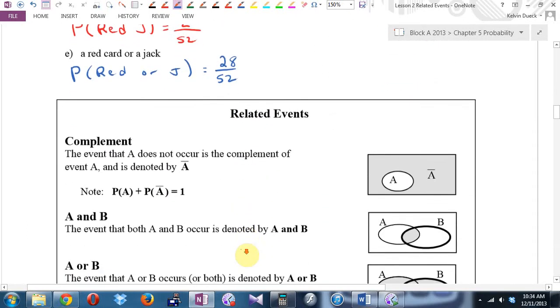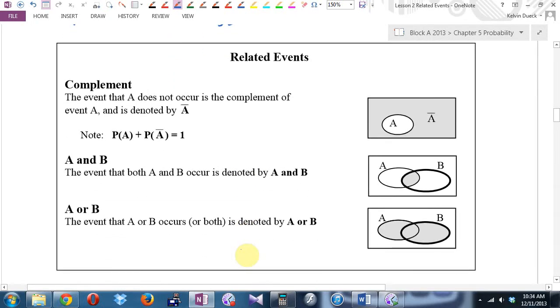So, a good way to visualize this using those circles is with what's called a Venn diagram. A Venn diagram is just a picture that uses circles to represent separate groups. So I wrote down here related events, complement. The event that A does not occur is the complement and is denoted by not A. As a picture, here's the entire sample space. Here's the event A. The ones outside the circle, this is the event not A.